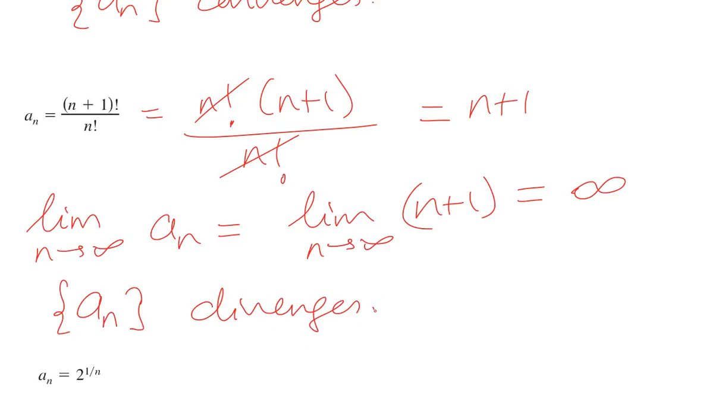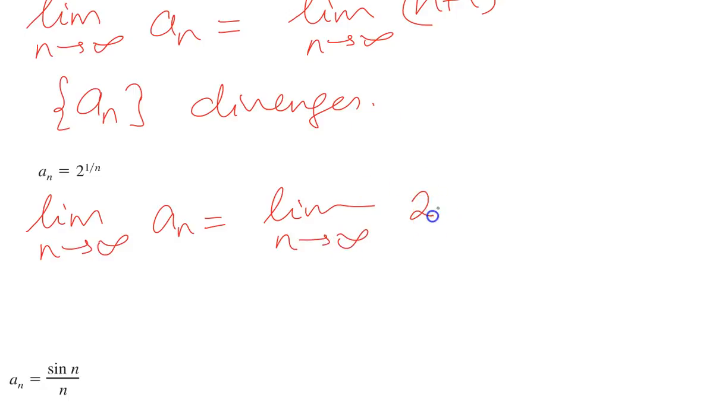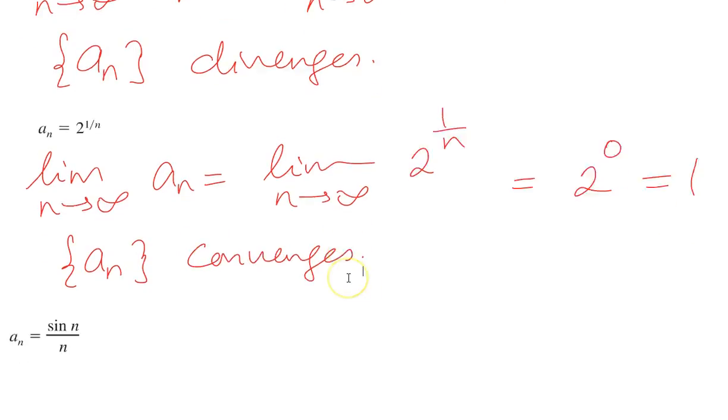Alright? Now, determine the convergence or divergence of this sequence. Go ahead and find the limit as n goes to infinity of a_n. That turns it into the limit of 2 to the power 1 over n. As n goes to infinity, guys, 1 over infinity is 0. So that turns out to be 1. So we would say a_n converges. Okay?